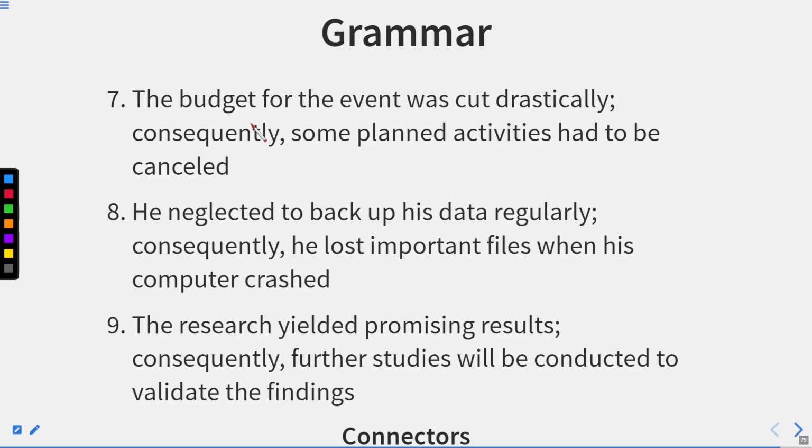The budget for the event was cut drastically. Consequently, some planned activities had to be cancelled. So, the result of which you can see over here: the budget for the event was cut drastically. This was the reason due to which what happened? Some planned activities had to be cancelled. He neglected to back up his data regularly. Consequently, he lost important files when his computer crashed. The research yielded promising results. Consequently, further studies will be conducted to validate their findings.